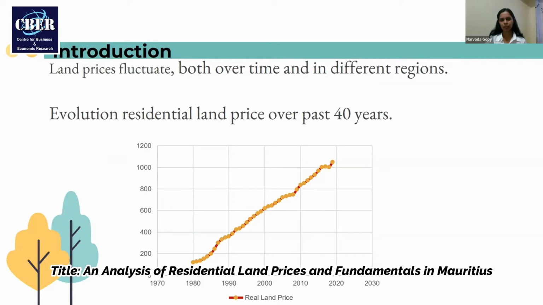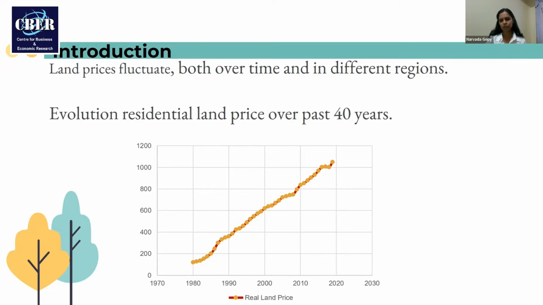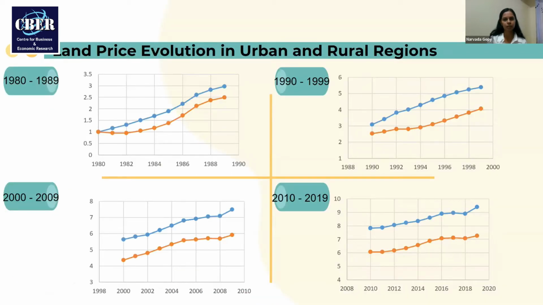Firstly, if we have a look at residential land prices in Mauritius over the past 40 years, we note that land prices have not remained constant. They have been fluctuating, and more particularly, they have been increasing over the past 40 years. And if we do an analysis of residential land prices in terms of region, a breakdown in terms of urban region and rural region has been done.